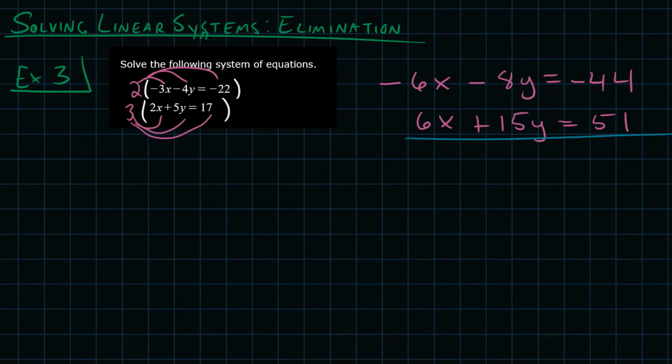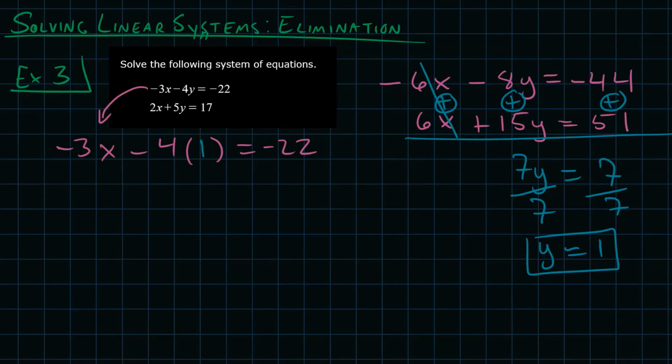Now we can go ahead and add our two equations together. Negative 6x plus 6x is 0, so the variable x is eliminated. Negative 8y plus 15y gives us 7y, which will be equal to negative 44 plus 51, which is equal to 7. So dividing both sides by 7 will give us the value of 1 for y.